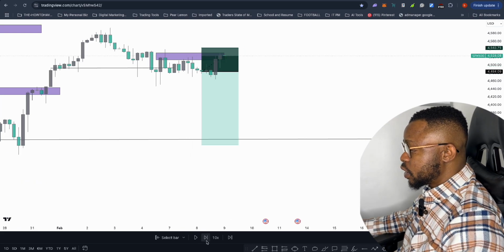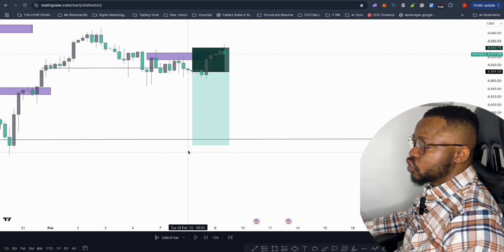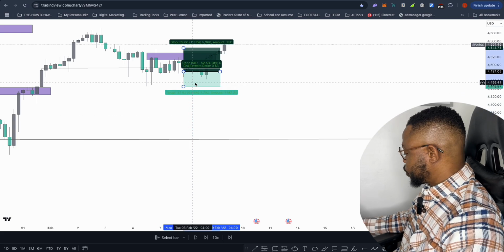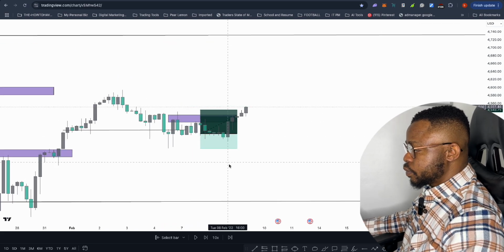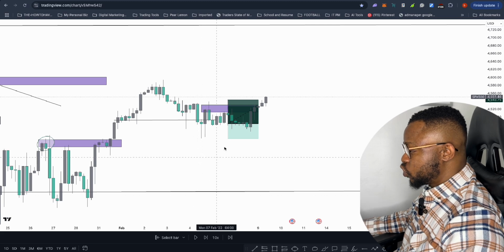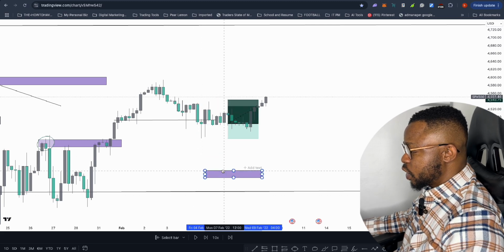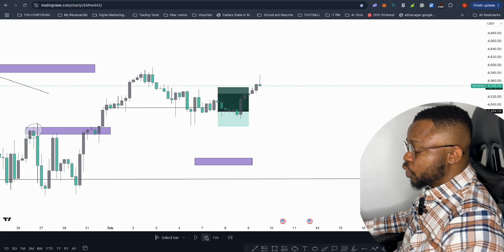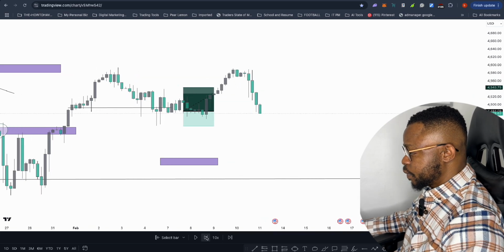So let's see what price did. I got stopped out clean, and that is it. So I'm looking for the next trading opportunity now. This area was not supported. My idea was not supported here. So we look for the next trade.